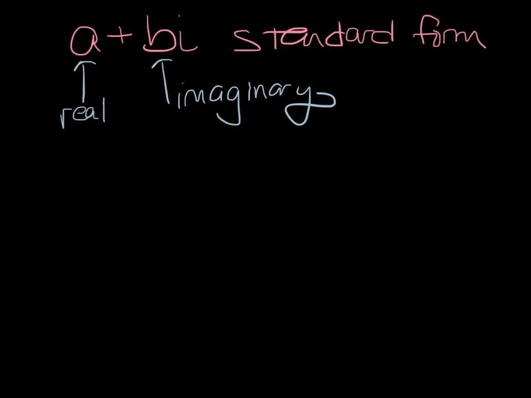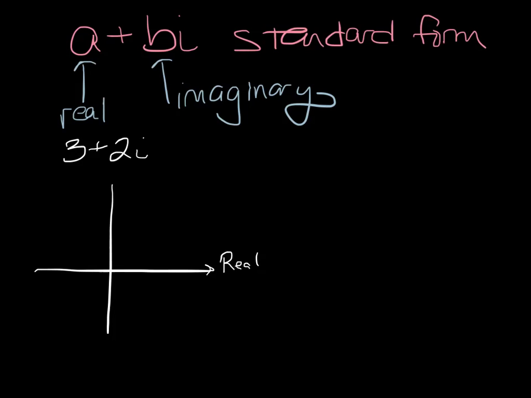So let's take a look at a complex number. Let's go with 3 plus 2i. We can look at this graphically on the complex plane where this is the real axis and here's the imaginary axis. And to sketch the graph, there's 3. Here's our 2i, so 3 plus 2i is right about here.